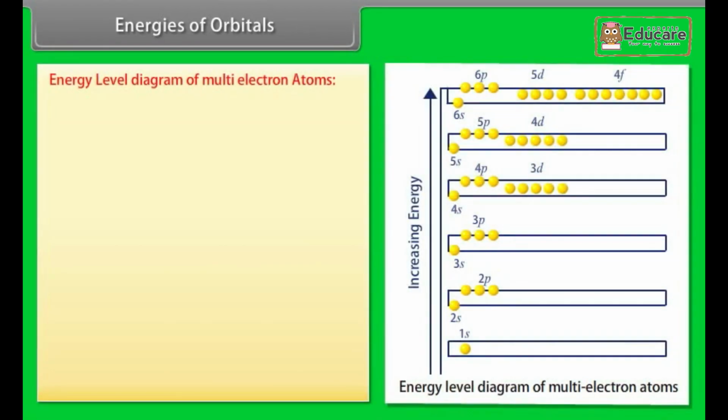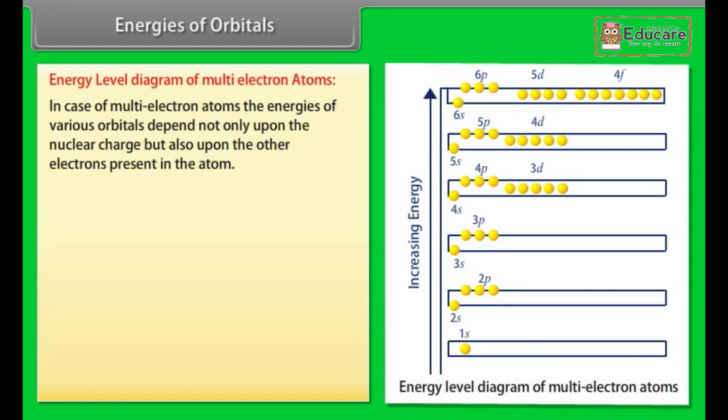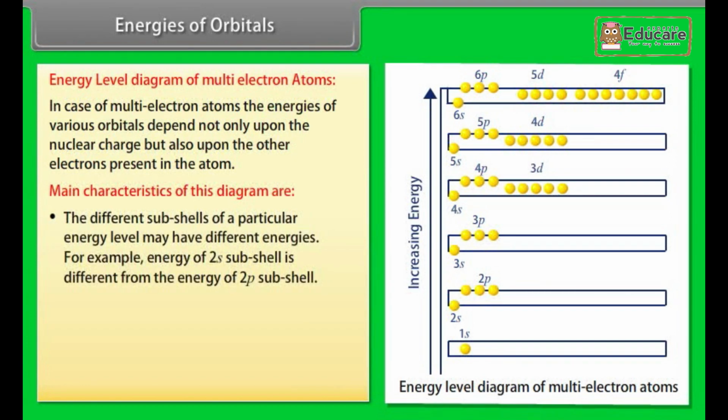Energy level diagram of multi-electron atoms. In the case of multi-electron atoms, the energies of various orbitals depend not only upon the nuclear charge but also upon the other electrons present in the atom. Main characteristics of this diagram are: number 1, the different subshells of a particular energy level may have different energies.